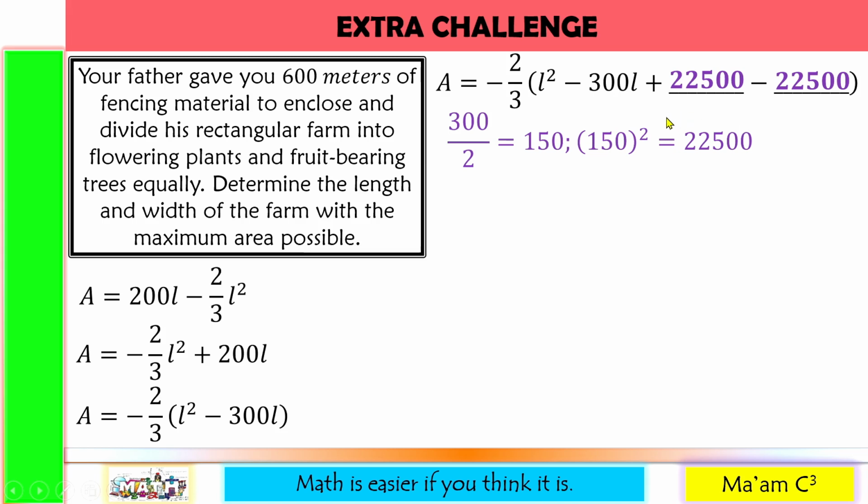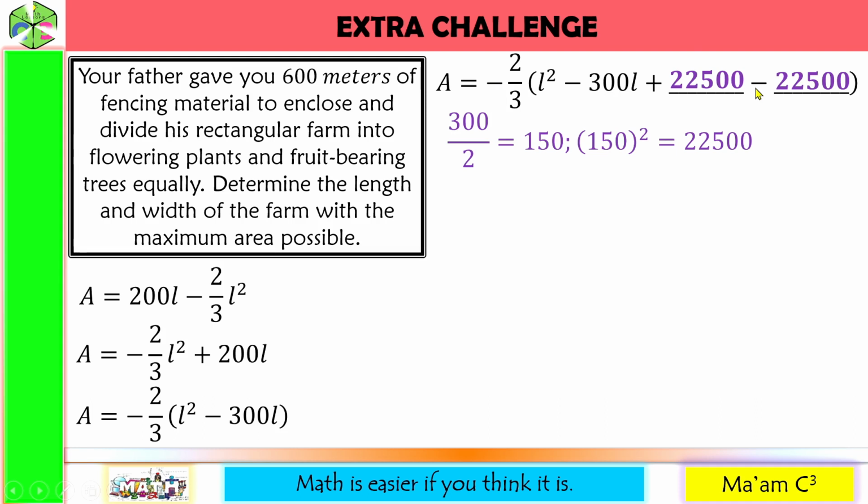Because if you will simply add 22,500, then you altered the original equation. So what you add, you also subtract. Now, since I want to produce a perfect square trinomial, I have to remove this from the parentheses. To do that, I am going to multiply first negative 22,500 to the factor outside, which is negative 2/3. So let us do that.